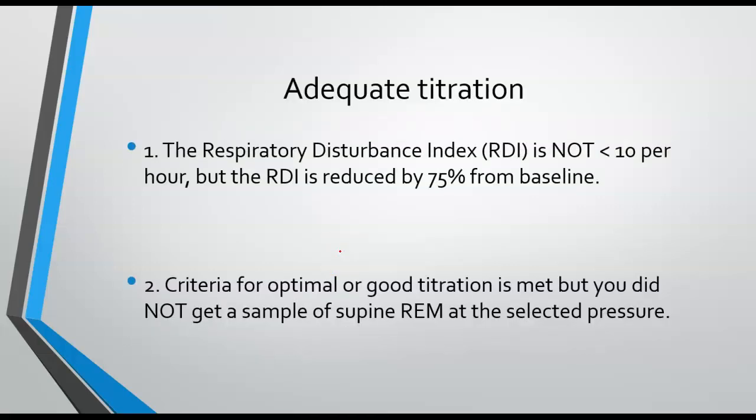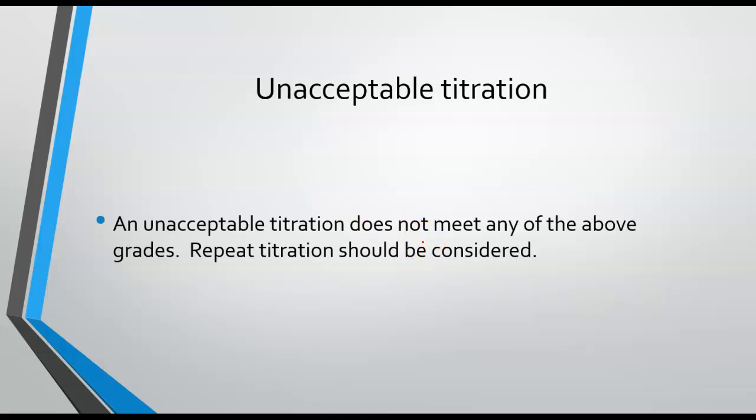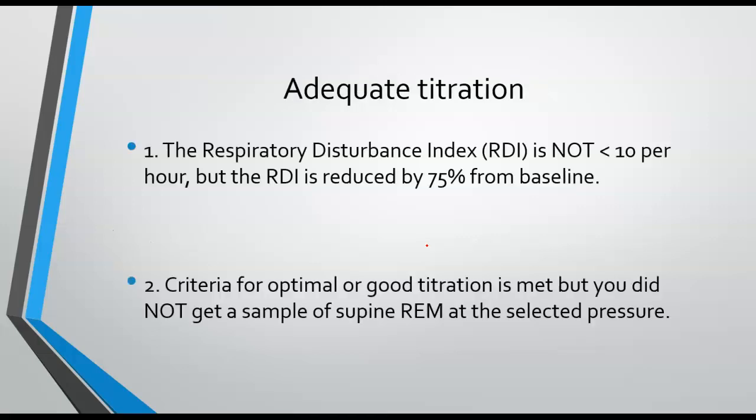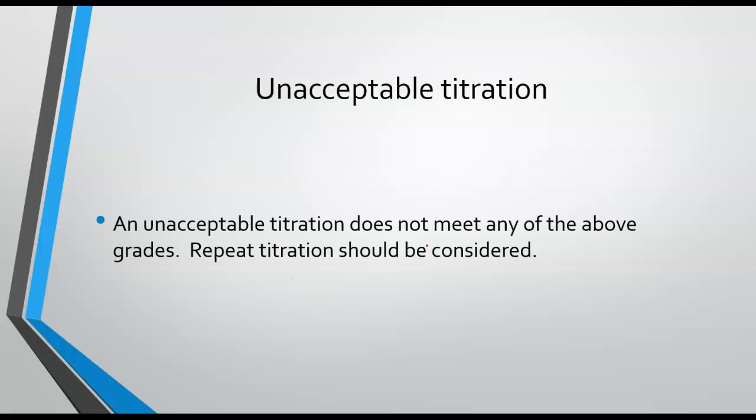Then adequate titration. Here, the RDI is not less than 10 per hour, but the RDI is reduced by 70 to 75% from the baseline. The criteria for optimal or good titration are not met because there is no supine REM sleep at that selected pressure. Then you will call it an adequate titration. Unacceptable titration means none of the above are met. So repeat titration should be considered in an unacceptable titration, and in some cases for an adequate titration also. Sometimes physicians may say that.